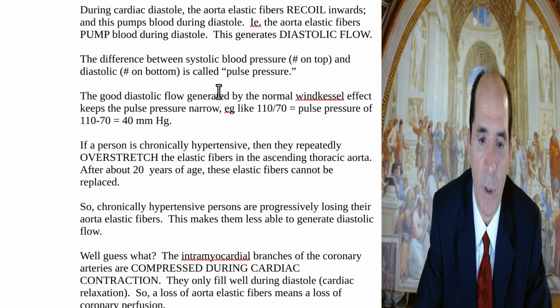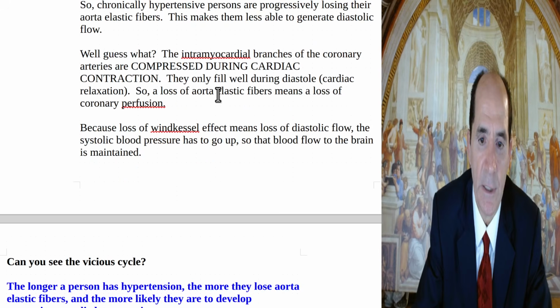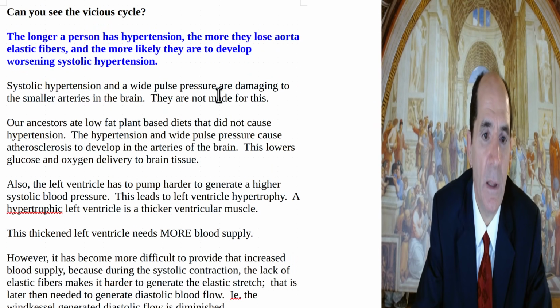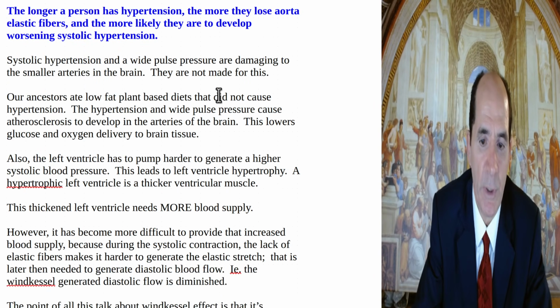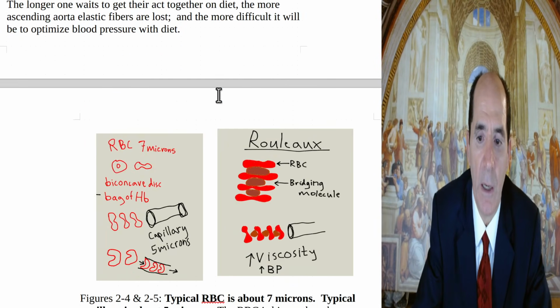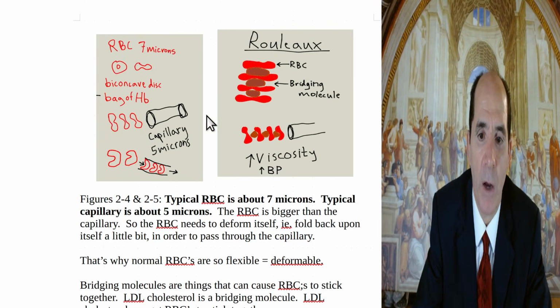Windkessel effect's like the thing you blow air on the fire with for kindling. Okay, the more hypertension you get, the more you overstretch those diastolic fibers, those elastic recoil fibers, and the less able you are to perfuse your coronaries. Okay. All right, here is Rouleaux formation.